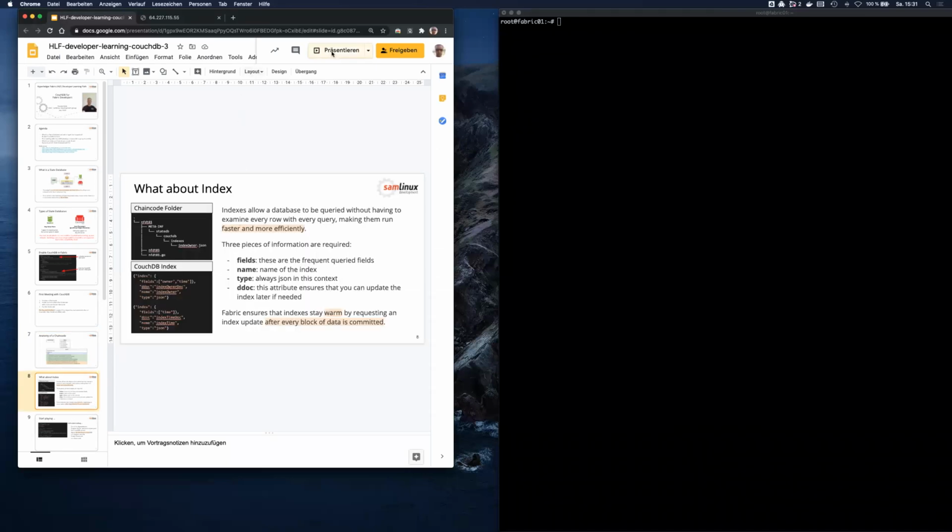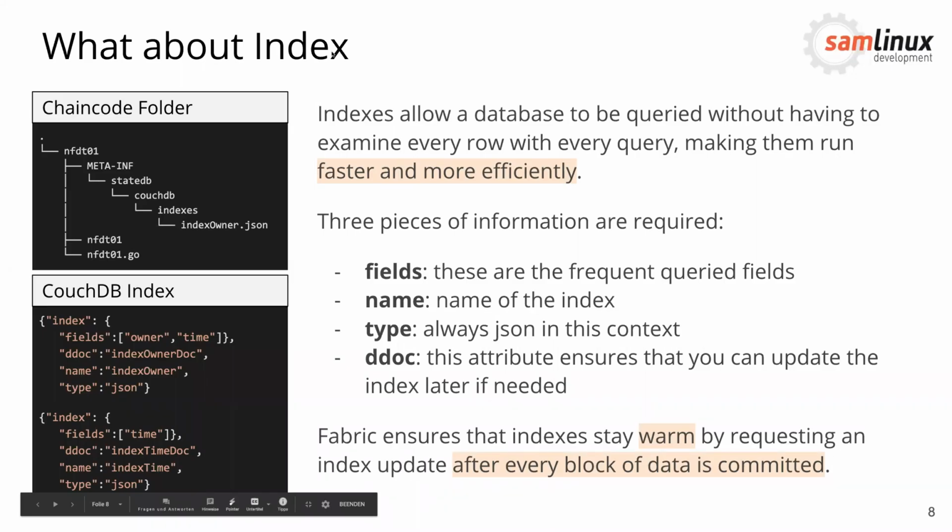And okay, presentation mode. So, one important part is these indexes. So what is an index? An index is the same as in every database. So the index is only a thing that makes the database more efficient and faster to query. And the index comes from the CouchDB side. So the rules and everything we have to know about the indexes, we have to look up in the CouchDB documentation.